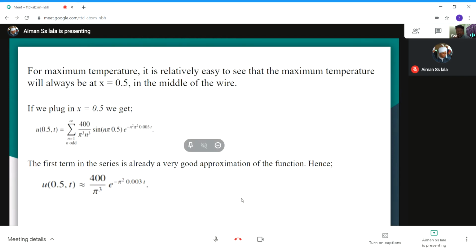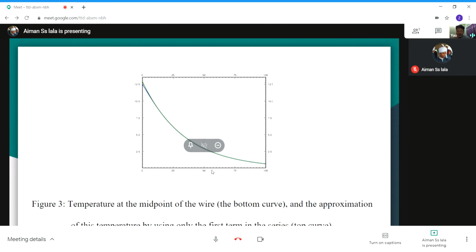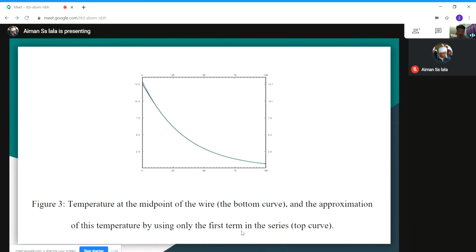Okay, so we can see from figure 2 that the maximum temperature will be at x equal to 0.5. So we plug in x equal to 0.5 into the given function. So we will get the function u(0.5,t) equivalent to 400 over pi cubed times e to the negative pi squared times 0.003 t. Next. Okay, so this function is the temperature at the midpoint of the wire, an approximation of this temperature using the first term of the series.